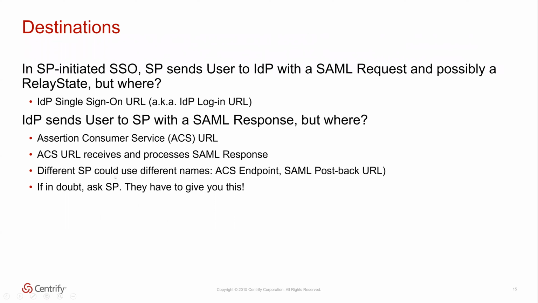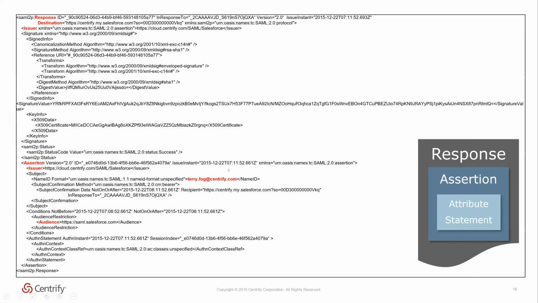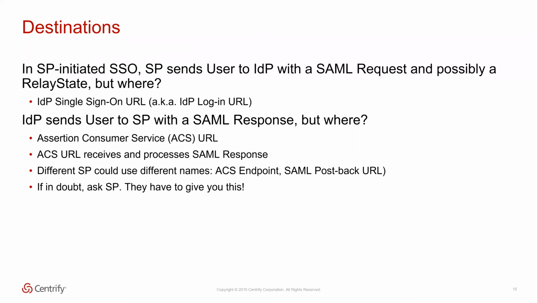Now, again, there are different names out there. Different service providers could call them differently. There's ACS endpoint, but it's still ACS. As long as the ACS name is there, that is easy. But I've seen some others like SAML post back URL. Now that got me thinking a little bit. But once again, if in doubt, always ask.